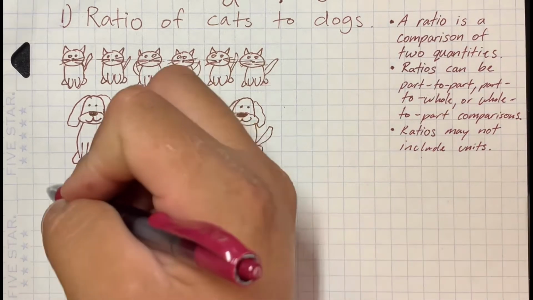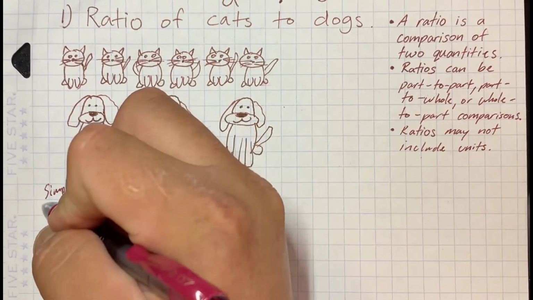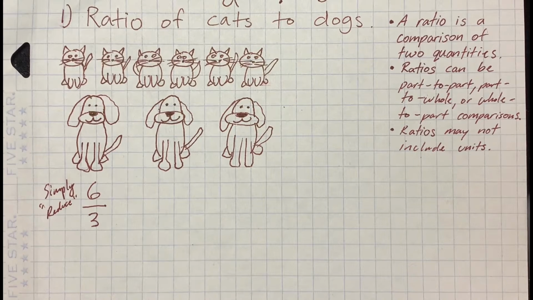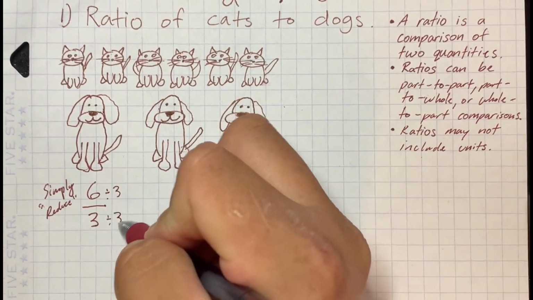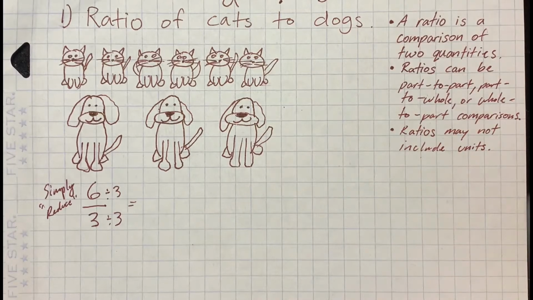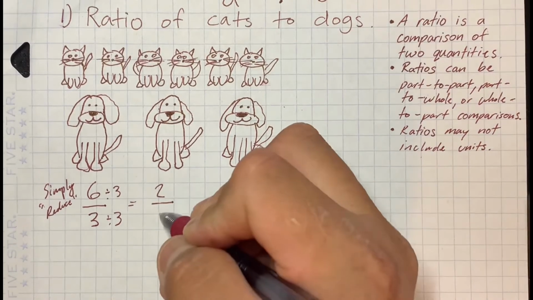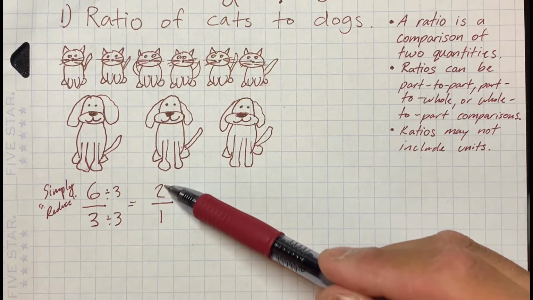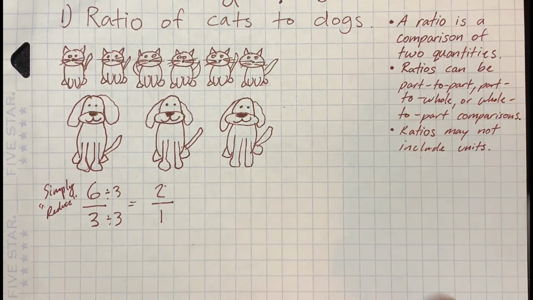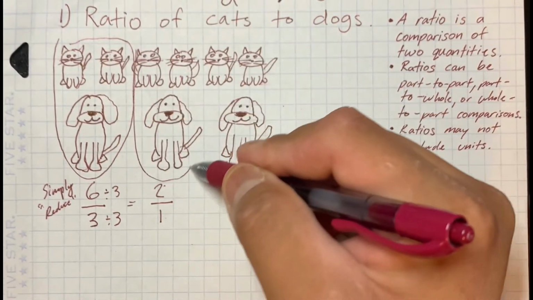Now, you always want to simplify. In other words, we always want to reduce. So what would be the greatest common factor that would go into 6 and 3 evenly? Well, that would be 3. So in other words, we're just reducing. So how many times can 3 go into 6? It can go into 6 twice, and 3 can go into 3 once. Okay, so the simplified ratio, we have 2 cats to every 1 dog.